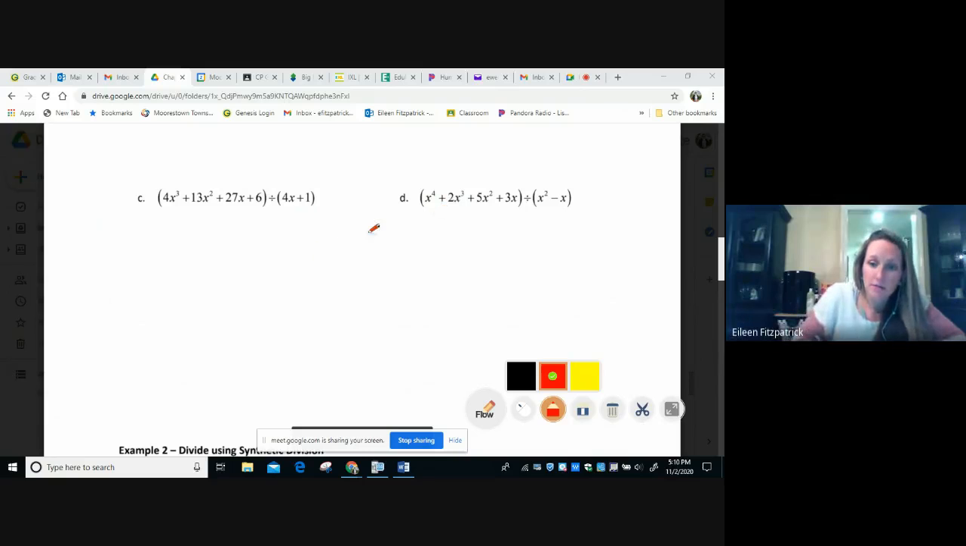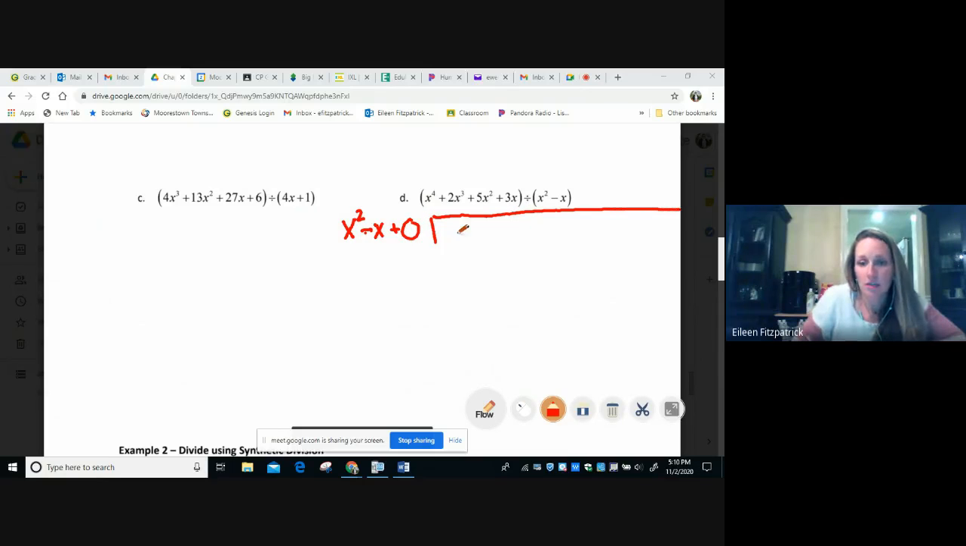Okay, I am dividing by x squared minus x, and it's missing a constant, so I'm going to put a plus 0 in just as a placeholder, and I'm dividing into x to the 4th plus 2x cubed plus 5x squared plus 3x, and this is missing a constant as well, so I'm going to put that plus 0 just as a placeholder.